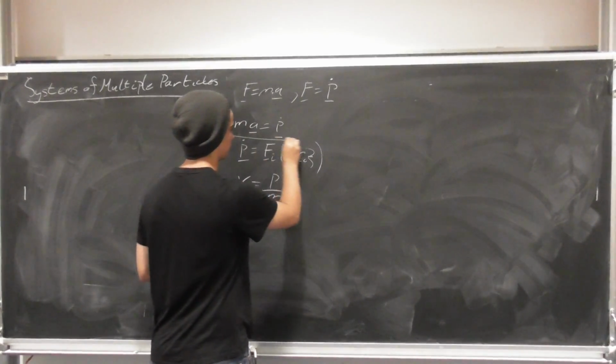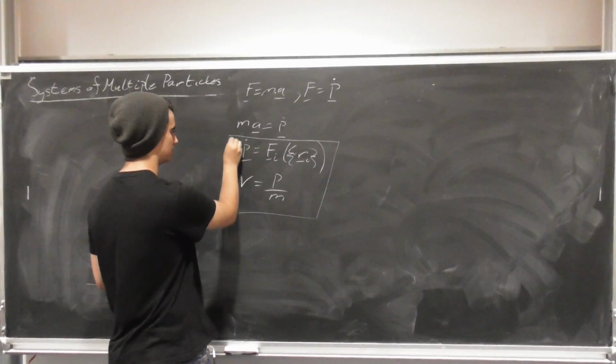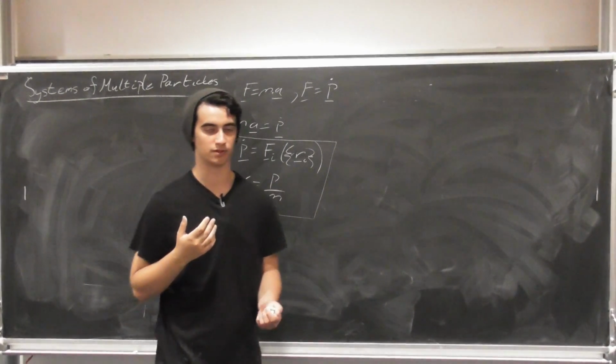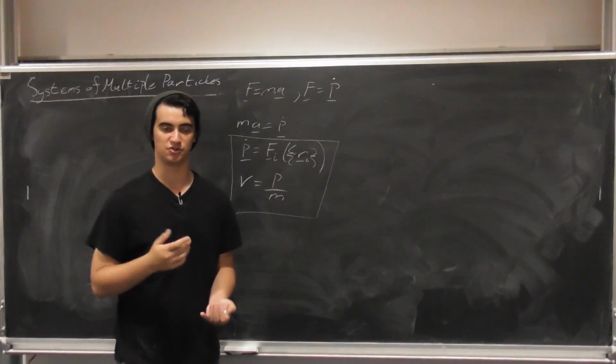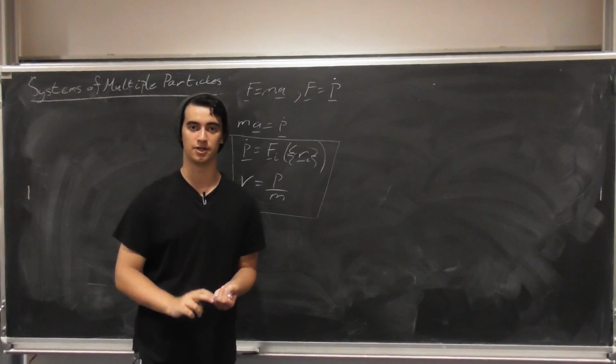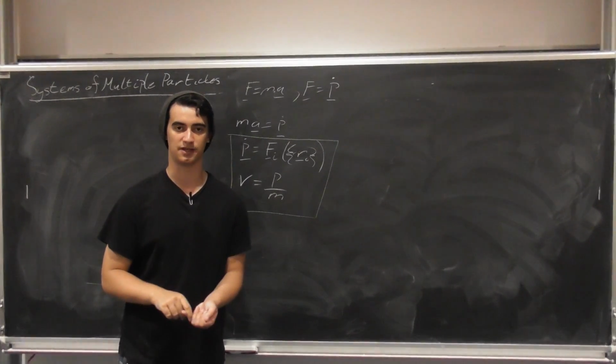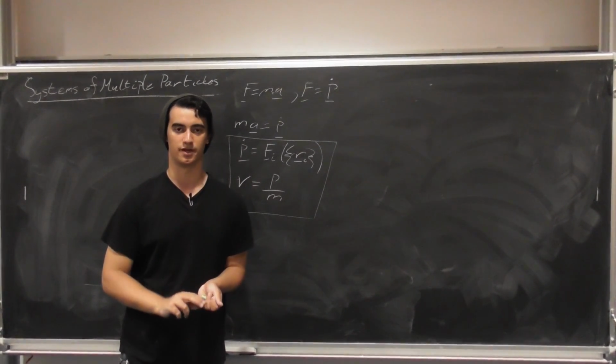So we can now write the state space in terms of what we'll call the phase space, which is the space of position and momentum, instead of what we had before, where we had our state space in terms of position and velocity.